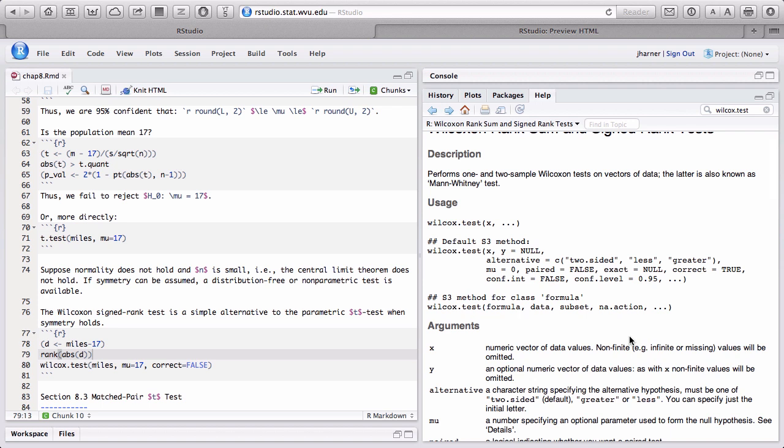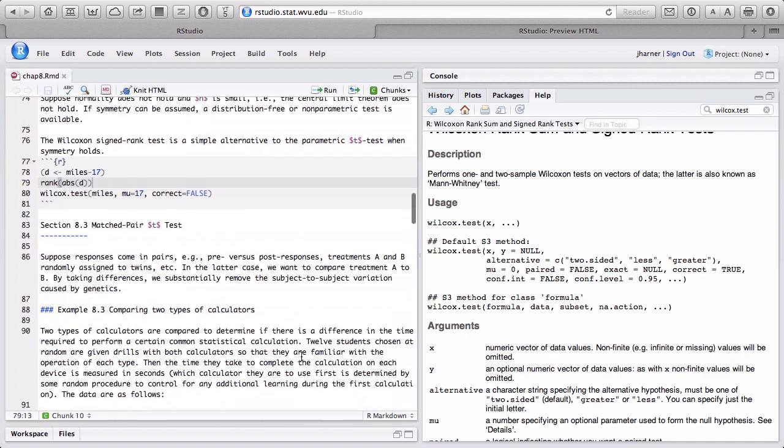So, I will clarify this issue, the differences between the way this Wilcoxon rank test is done in the book, which is actually done by hand in the book, and how it's done here using R. So I'll do some clarifications.